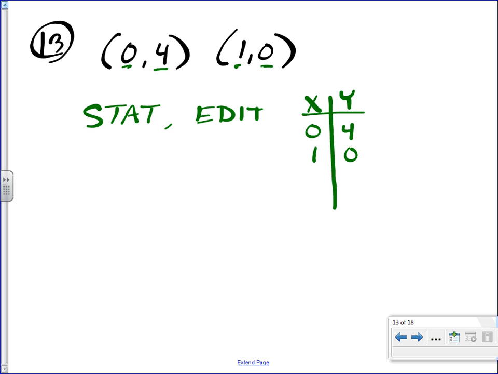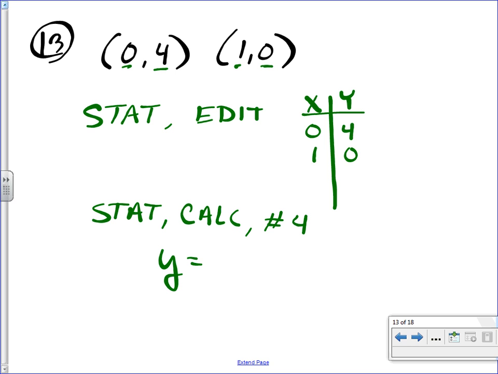Once you've got a clear screen, you're going to go back to stat again. But instead of going to edit, this time we're going to go to calc. I believe at the very top it says calc. Is that right? All right. And you're going to go all the way down. I think it's number 4 that says linear regression. Number 4 is the one you're going to choose. And you're going to hit enter, enter, enter, enter, enter until you get an equation in the form of this right here, y equals mx plus b.